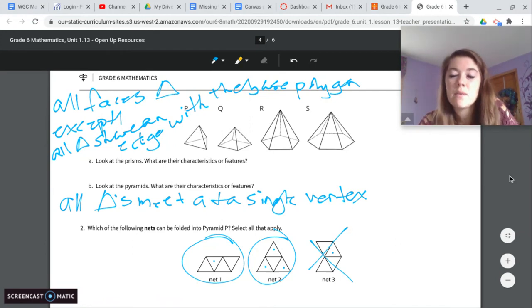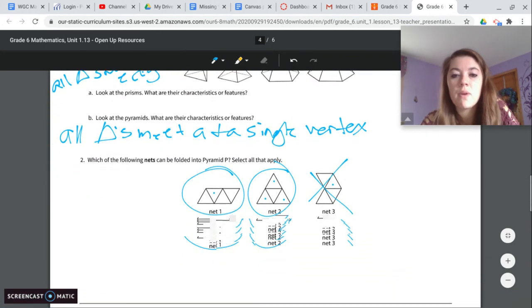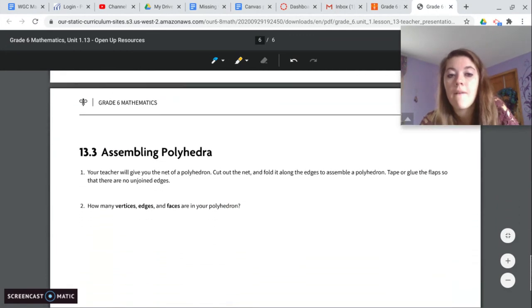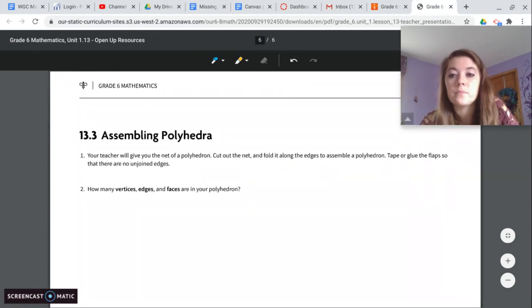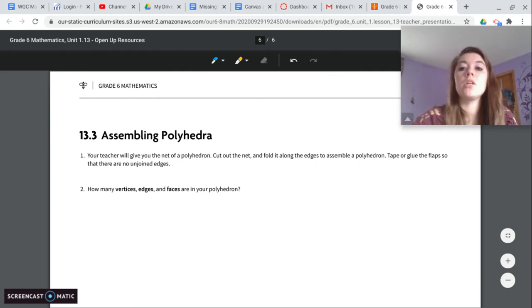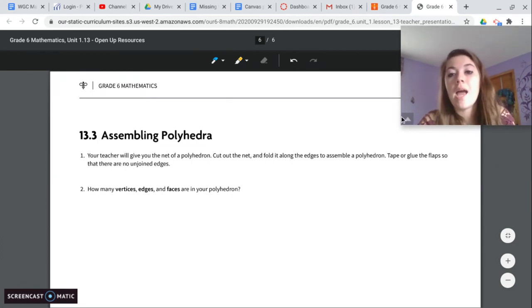Okay, so nets can be kind of confusing when you don't have them to manipulate. It just depends. Sometimes it's not too bad, other times it is. It's a lot easier typically to create your own versus looking at a picture trying to decide if it matches. Now, obviously I'm not going to give you guys papers to cut out the nets and then fold to assemble a polyhedron, but I am going to show you an example of a net.